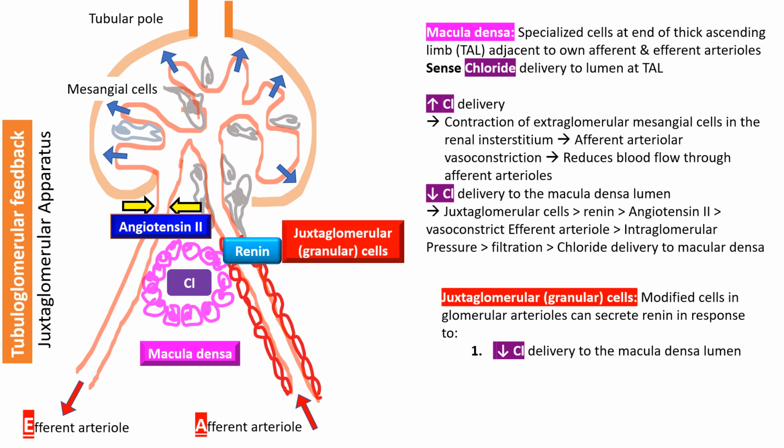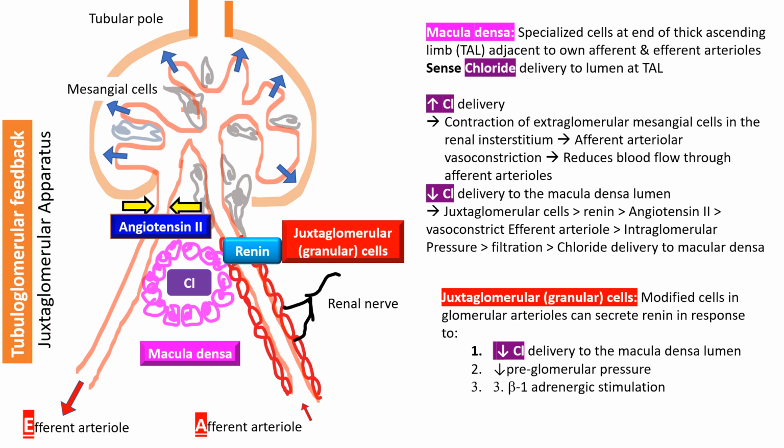The purpose of tubuloglomerular feedback is to maintain a relatively constant glomerular filtration rate. Of note, juxtaglomerular cells also secrete renin in response to low preglomerular pressure seen in patients with poor blood flow to the kidneys and sympathetic nerve stimulation.